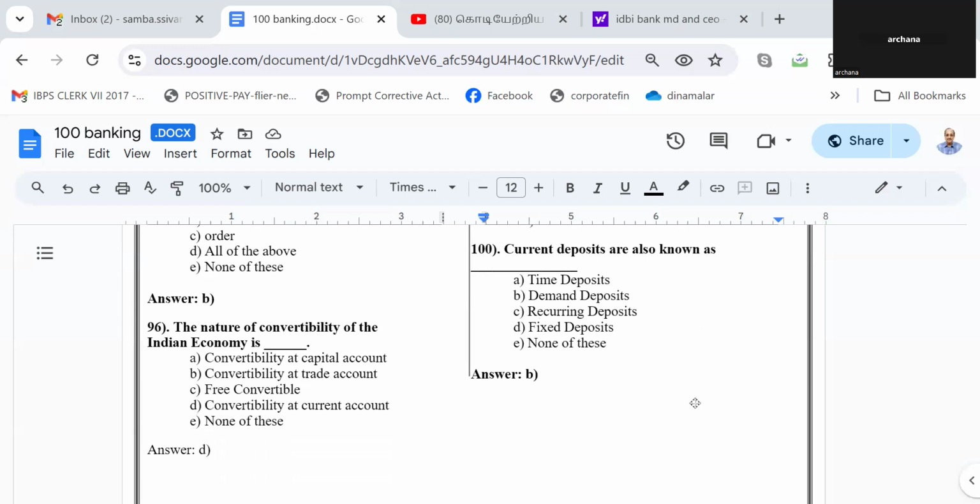Time and deposit are known as time deposits. Sorry, fixed deposit and recurring deposit are known as time deposits. Thank you so much.